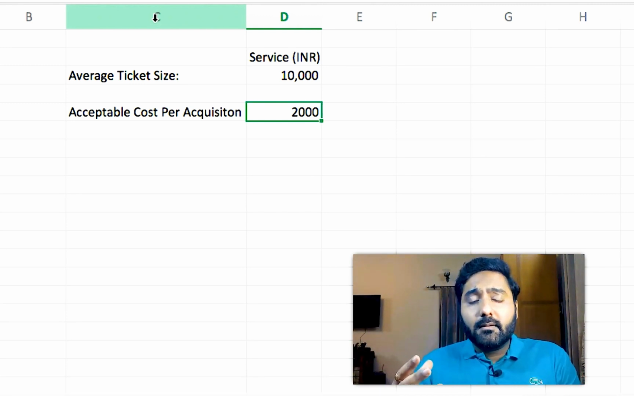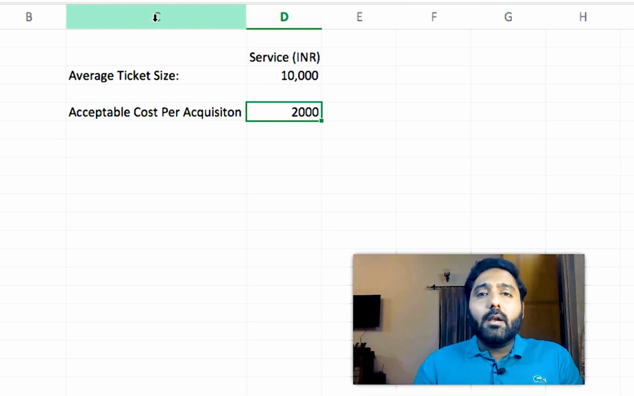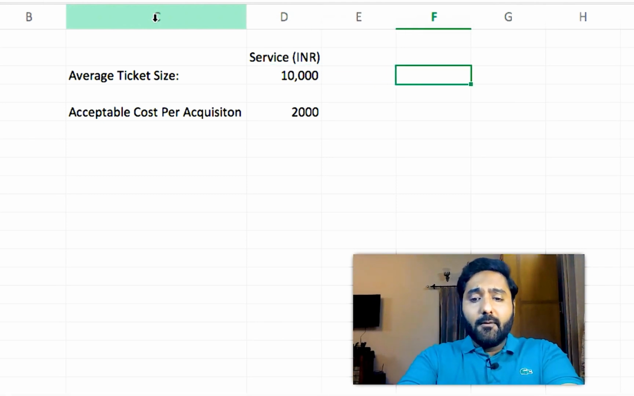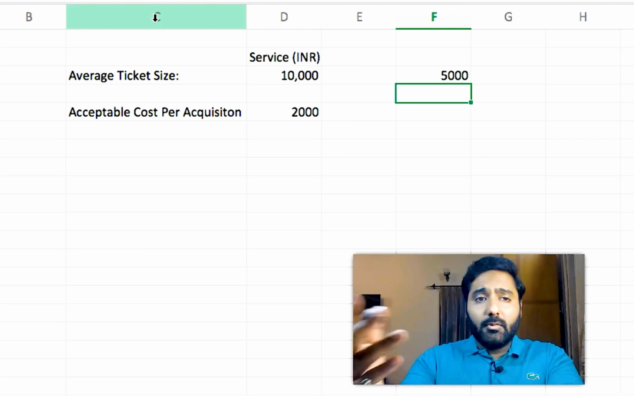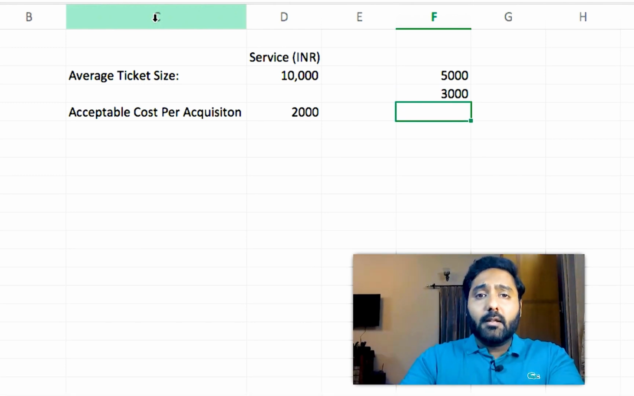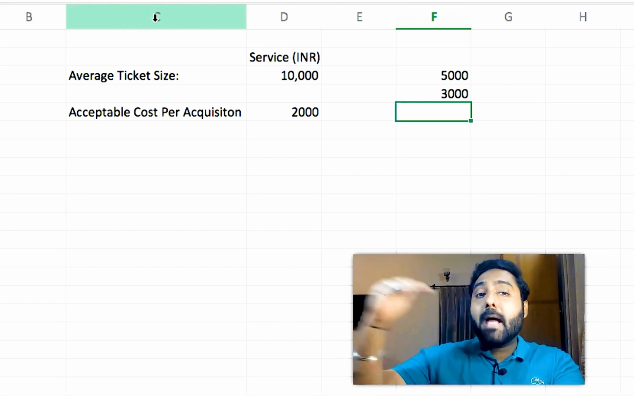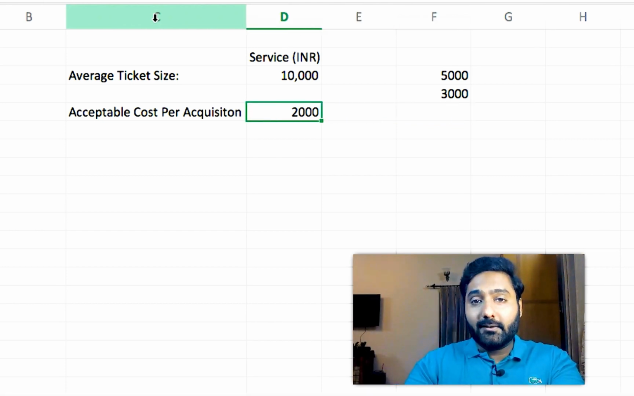You have to determine this based on what your expenses are and what is the kind of profits you want. So if your business, out of 10,000 rupees, you know that 5,000 is going to go as an expense, and let's say you want to make a profit of 3,000 rupees. Now that 8,000 out of this 10,000 is already gone. So now you can only spend 2,000 at the maximum to acquire a customer.